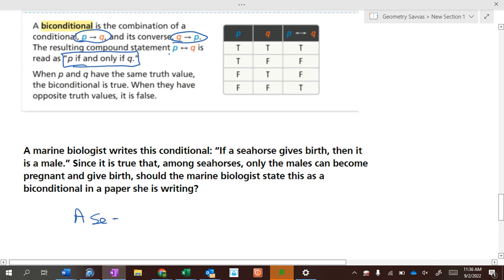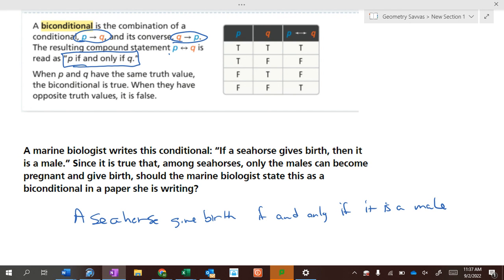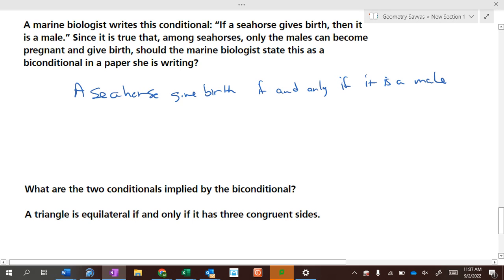So we can write it as a biconditional. A seahorse gives birth if and only if it is a male. Okay? Or I could write it, a seahorse is a male if and only if it gives birth. I could write it two different ways. Okay?